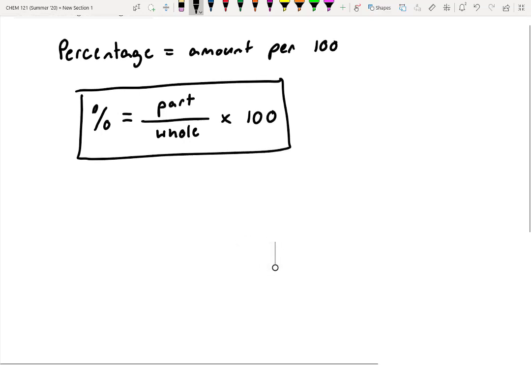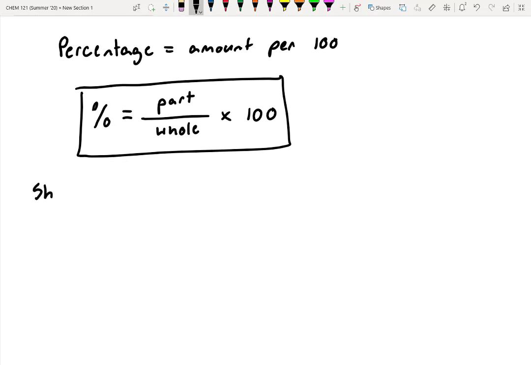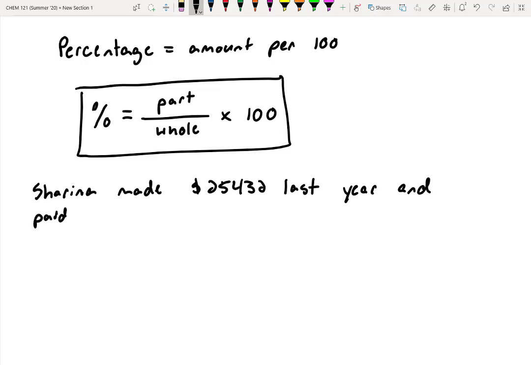So I'm going to make a word problem, and we're going to have to calculate a percentage. The word problem is: Sharina made, or I shouldn't even say approximately, she made $25,432 last year and paid $2,632 in taxes. What percentage of her income did she pay in taxes?